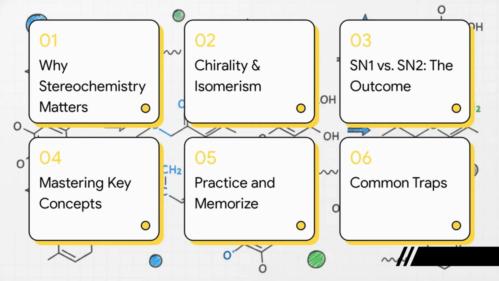Okay, so here's our game plan. We'll start with why this is so important for the exam. Then we'll build our foundation with chirality, dive deep into the outcomes of SN1 versus SN2 reactions, master a few key concepts, I'll give you a great memory trick, and then we'll finish up with the common traps you need to avoid. Let's do this.